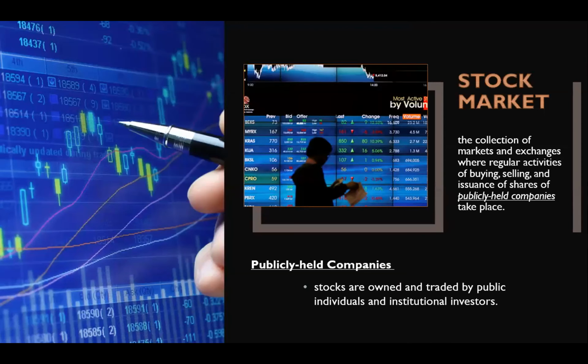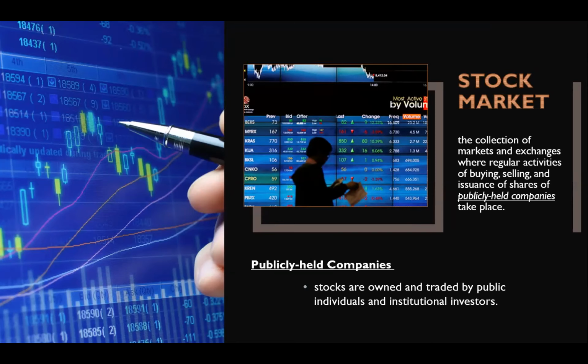As defined, the stock market refers to the collection of markets and exchanges where regular activities of buying, selling, and issuance of shares of publicly held companies take place. Basically, it serves as a market for all of these companies who want to sell their stocks or shares to the public. In the Philippines, we have one stock exchange, and that's the PSE or Philippine Stock Exchange. Currently, we have around 330 publicly listed companies.